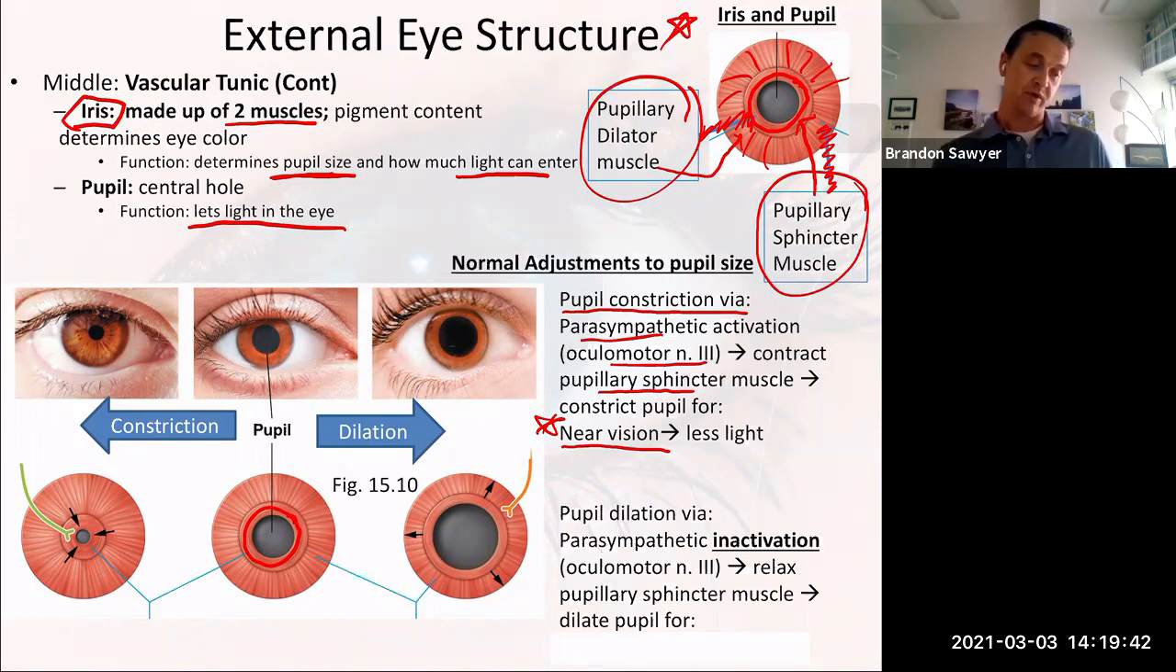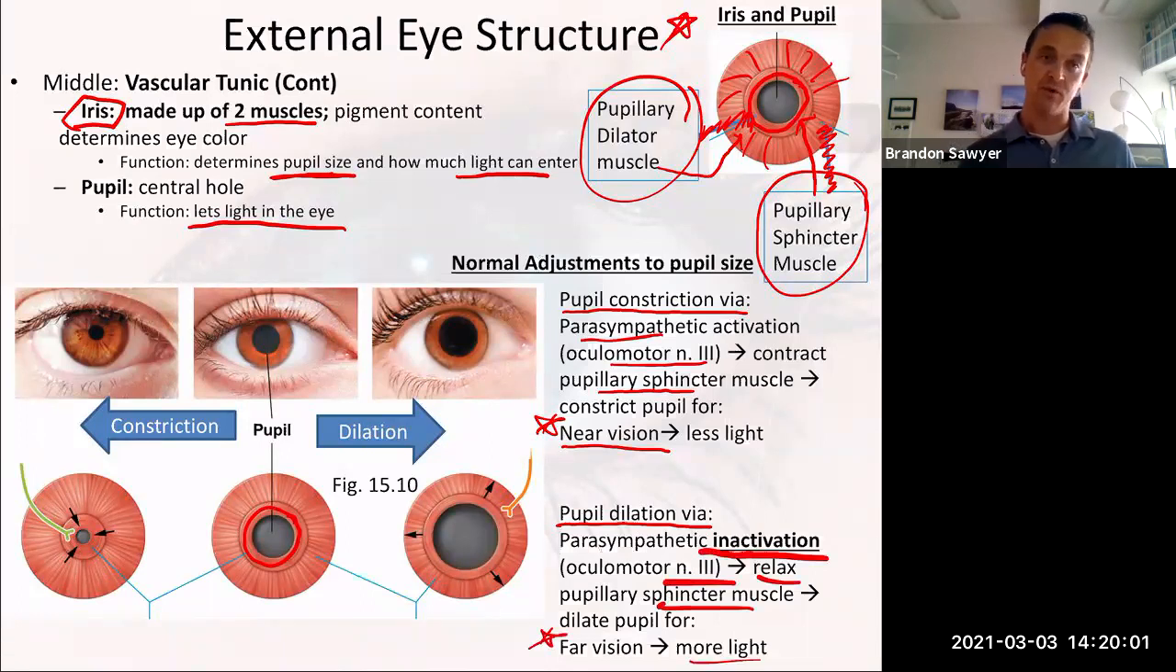Okay, but then when we want to dilate our pupil, most of the time, if we're just normally in a situation where, let's say, an object is further away from us, what we do is we actually inactivate the oculomotor nerve, relax that sphincter muscle, and that causes dilation. And we do that for far vision when we want to let more light in.